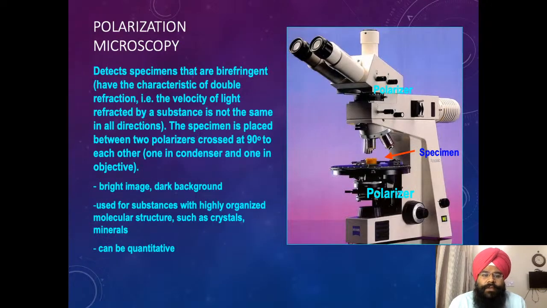Then comes polarization microscopy, in which you have a polarizer on the top, the specimen here, and a polarizer at the bottom also. It detects specimens that are birefringent, that is, have the characteristic of double refraction. The velocity of light refracted by the substance is not the same in all directions. The substance is placed between two polarizers crossed at 90 degrees to each other, at the top and the bottom. So you see a bright image on a dark background. These microscopes are used for substances with highly organized molecular structures such as crystals and minerals, and we can check things in a quantitative manner also.